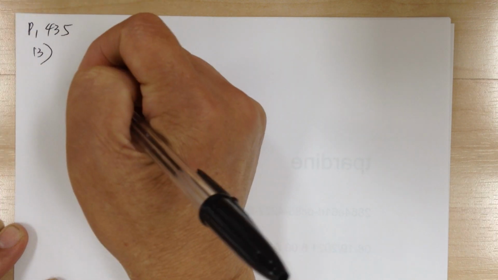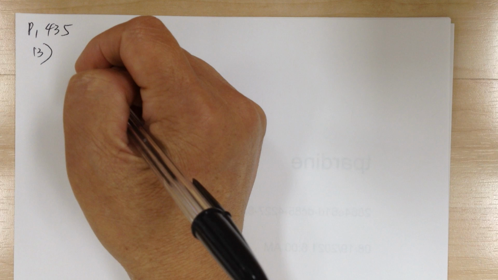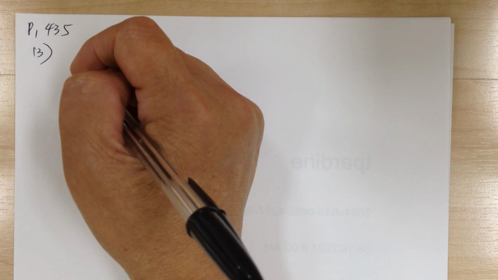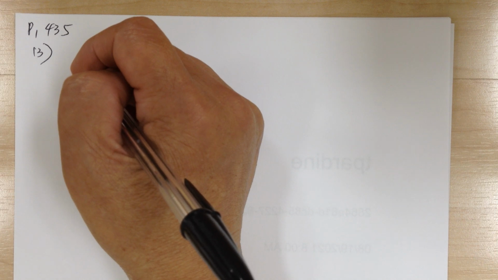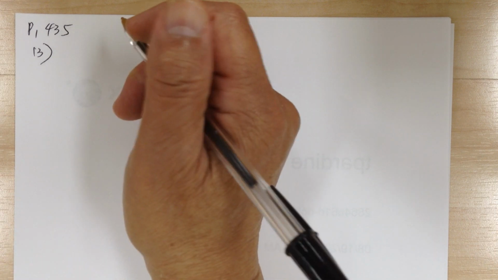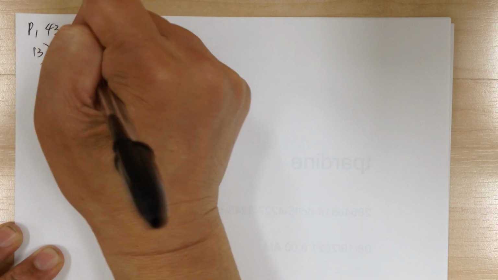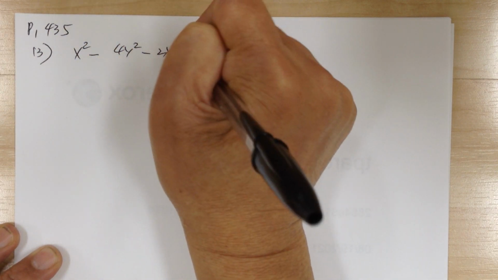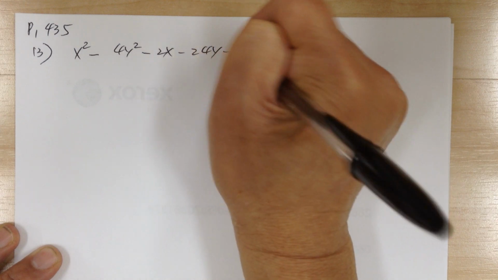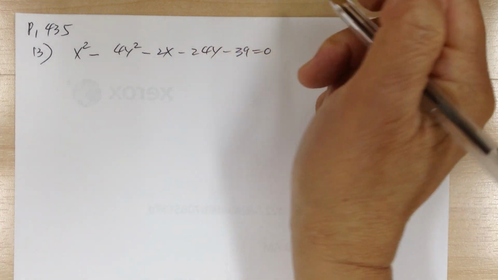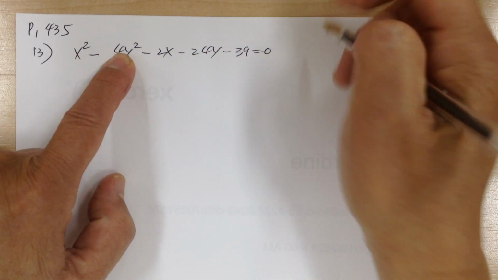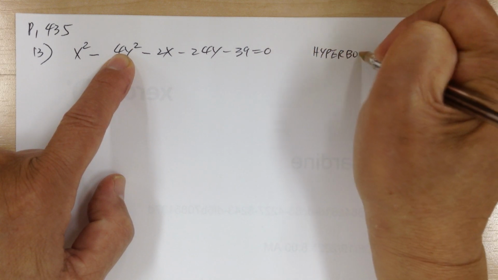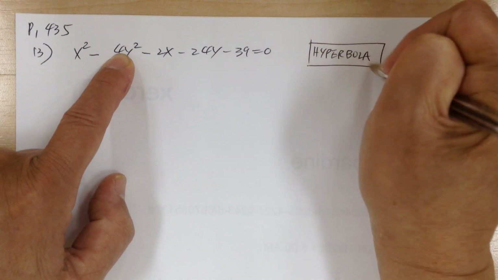Okay, number 13. So this one, they give you an equation and you have to do pretty much everything. Okay, so find the center and foci, identify the conic, and draw the graph. Okay, so you got x squared minus 4y squared minus 2x minus 24y minus 39 equal to 0. Okay, so right away you got square minus square, so that's going to be a hyperbola. So right away we can get one of the answers.